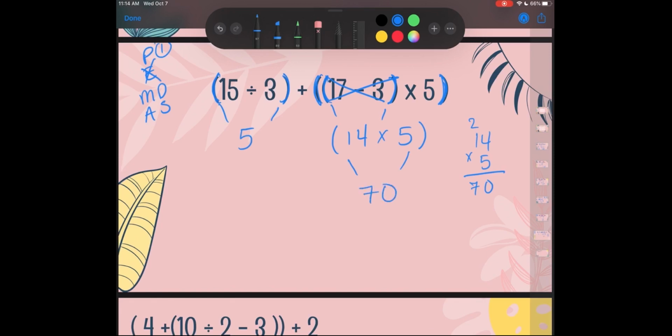$70. So my whole parentheses came out to 70. So I can't forget my 5 on the other side. We had 5. Now my last operation is that addition. So I have 5 plus 70. 5 plus 70 is equal to 75. So 75 is my final answer.